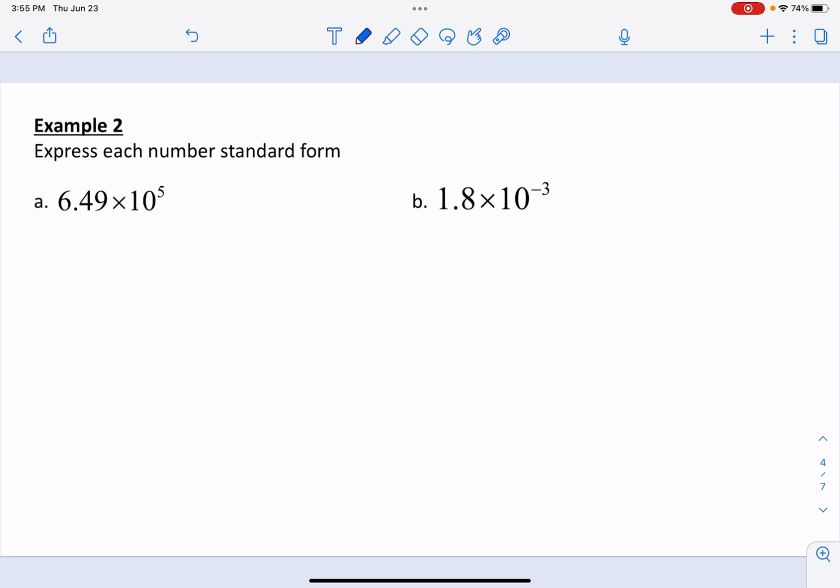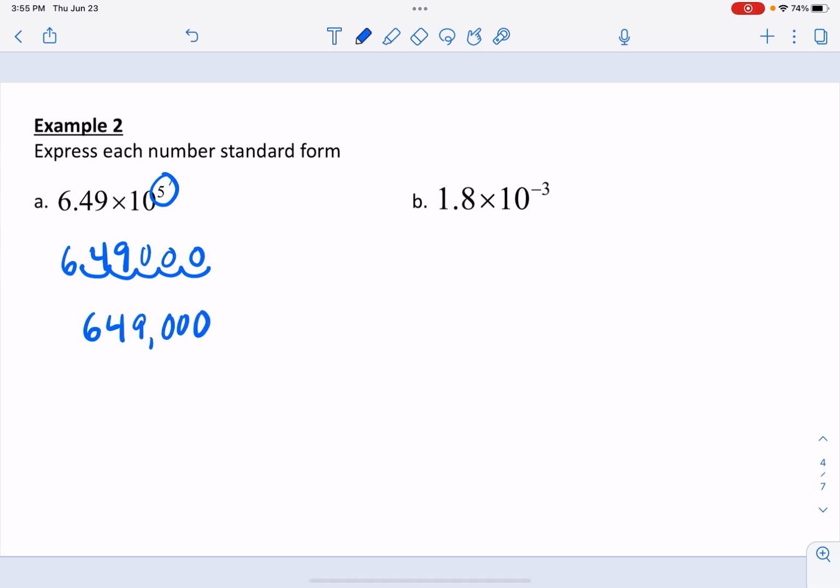Okay, express each number in standard form. So, 6.49 times 10 to the 5th. So I swing the decimal place 5 to the right, trying to make a bigger number since that's a positive exponent. 1, 2, 3, 4, 5. I want you guys to add in the commas and write the number correctly, because that's how we write it in America. Now 1.8 times 10 to the negative 3rd, we swing it 3 to the left. 1, 2, 3. And that's what that number is. So again, remember a negative exponent is going to give a really small number. A positive exponent is going to give a really big number.